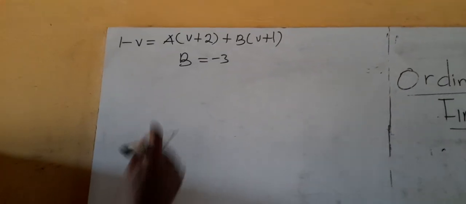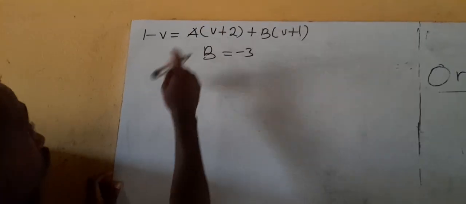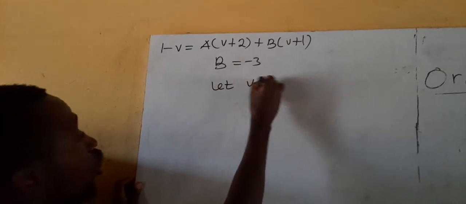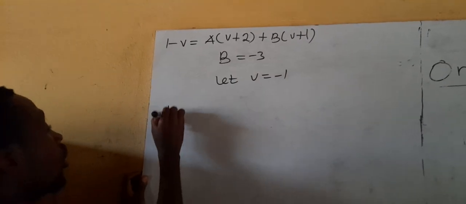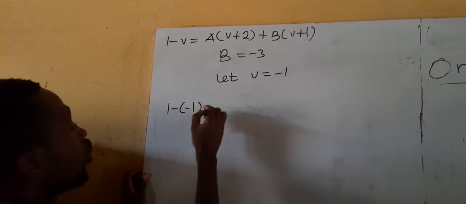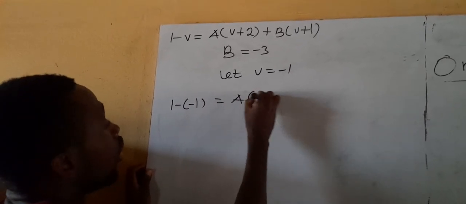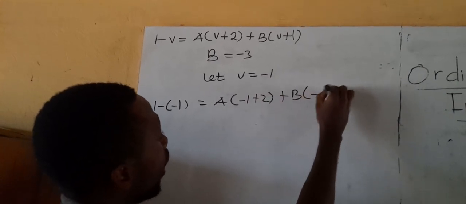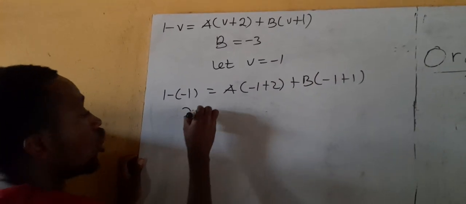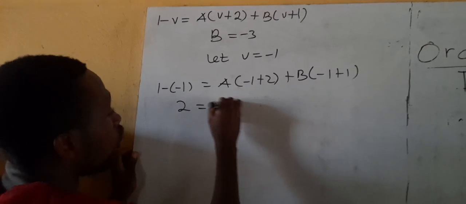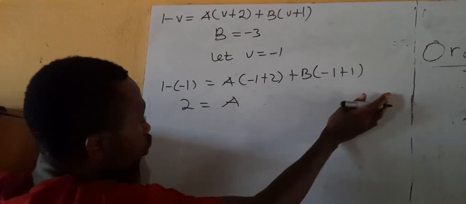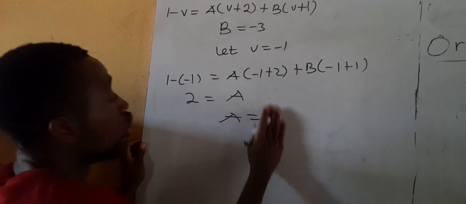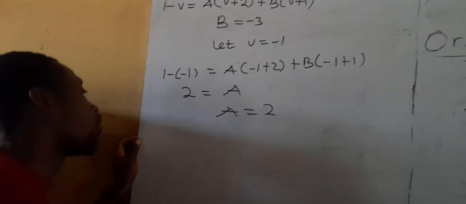Okay, so we have our value for B. Now we find A. We let V be equal to minus 1. So 1 minus (minus 1) will be equal to A(minus 1 plus 2) plus B(minus 1 plus 1). So we get 2 equal to, minus 1 plus 2 is 1, 1 times A is A, then the B term will be 0. So our A is equal to 2.